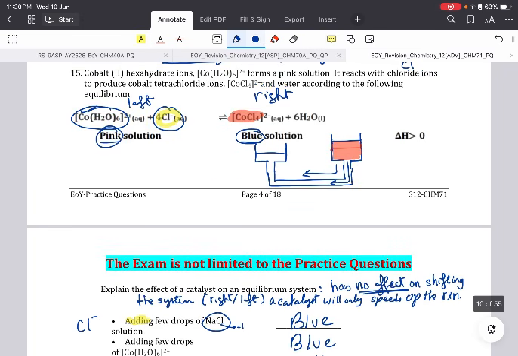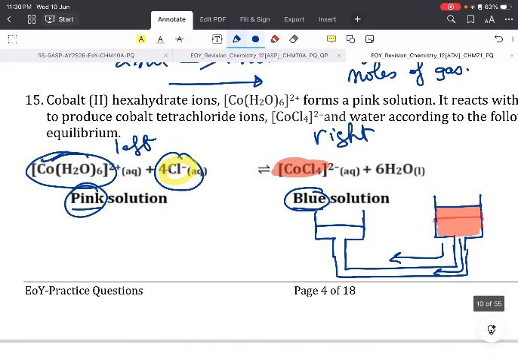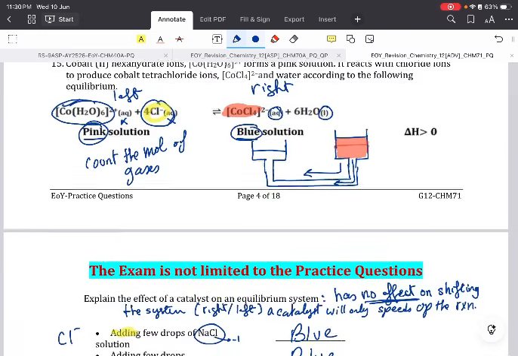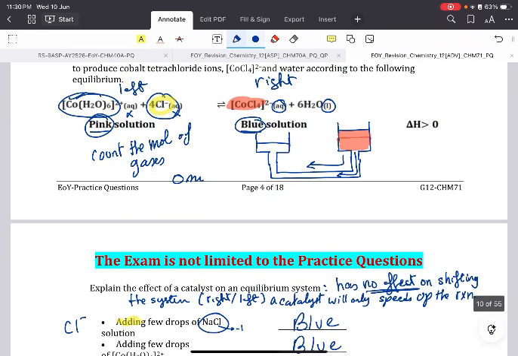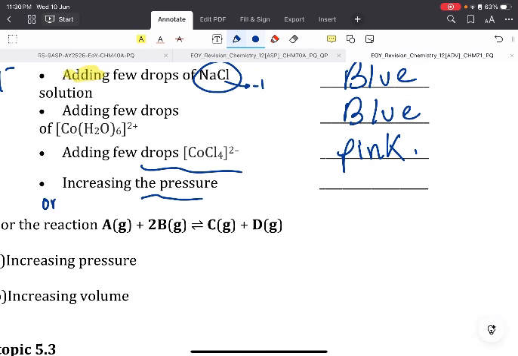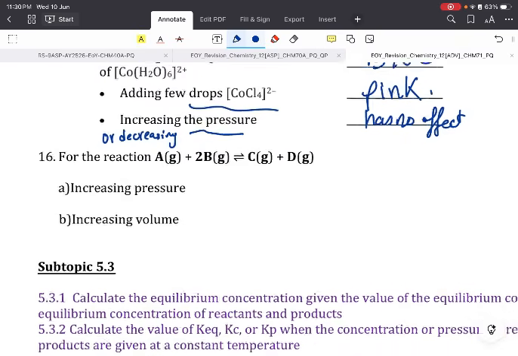Increasing the pressure. As I mentioned in the previous question, when we discuss pressure, we only count the moles of gases. I don't have a gas, I don't have a gas, I don't have a gas, and I don't have a gas. So in this equation, I have 0 moles of gas versus 0 moles of gas. And in this case, increasing the pressure or even decreasing the pressure in this system has no effect. The color is not going to change.